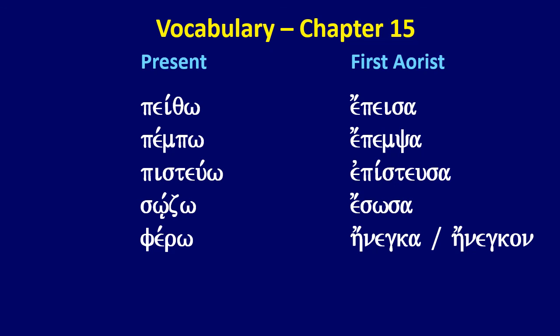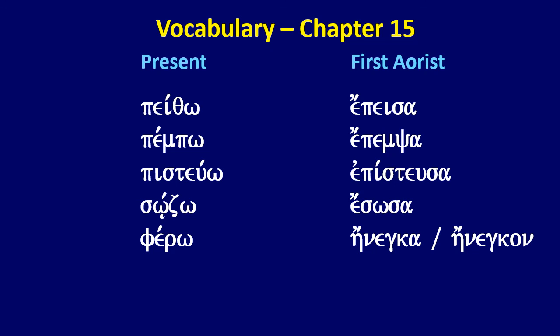The next word is phero, I bear or bring, and I put two spellings there for you, even though you're only given one in chapter 15 of your textbook. The two spellings again reflect first aorist and second aorist. The first aorist spelling is enegka, and the alpha ending there tells you that it's first aorist, and then enegkon is the second aorist spelling, which we'll get to in a future study, but I thought you should know that there are two forms of that particular word.